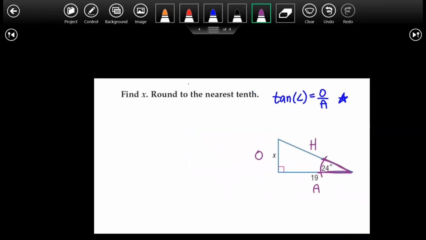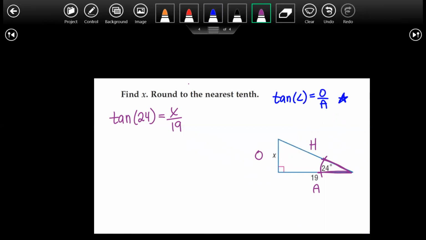19. So let's write this ratio. It's going to be tangent of what angle value? 24. So we want to use that angle value, and it is equal to our what? It is important that you realize it's going to be opposite over adjacent, not 19 over x. It's going to mess you up.